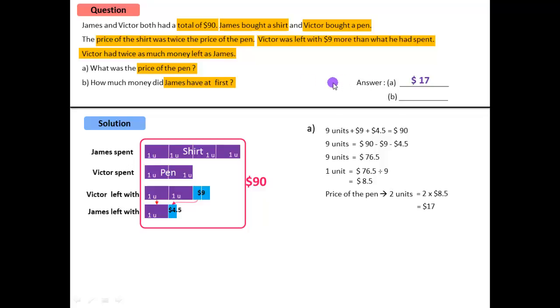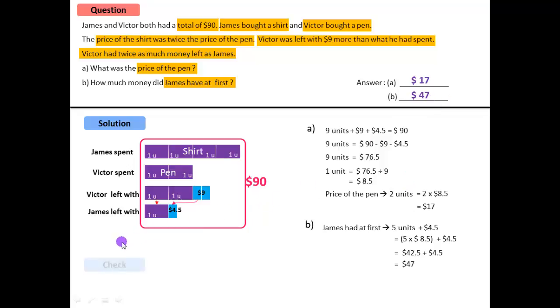Now let's move on to part B and find the amount of money that James had at first. To find the amount that James had at first, we have to add the amount that James spent with the amount that James was left with. So that would be 5 units plus 4.5. We calculate the value of the units by taking 5 and multiplying it with the value of 1 unit, which is $8.5. Then we add the $4.5. This will give us $42.5 plus $4.5. And our answer would be $47, which is the money that James had at first.